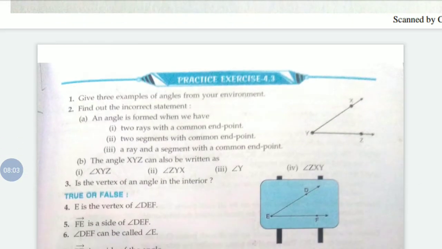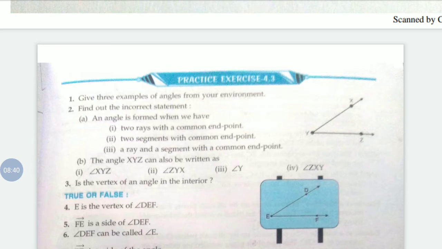That is exercise 4.3. Give three examples of angles from your environment. The choice is yours. What do you want to write? You can write two hands of a clock. You can write two adjoining fingers, or you can write two arms of a divider. It depends on what you want to write.